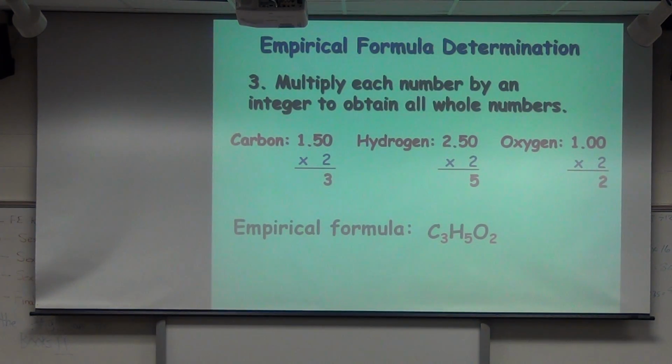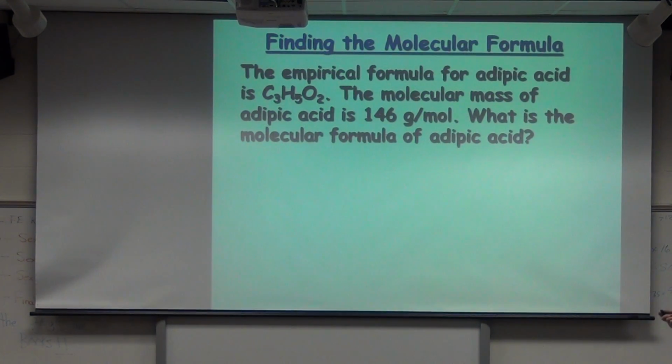Well, whatever this compound is, we could experimentally determine what the molecular mass is. In this case, we're going to give it to you. We're going to tell you that the mass of adipic acid is 146 grams per mole. So we use our empirical formula and our molar mass to figure out what the real formula is, what the molecular formula is. And this is going to be simple math also, just a case of following the progression.